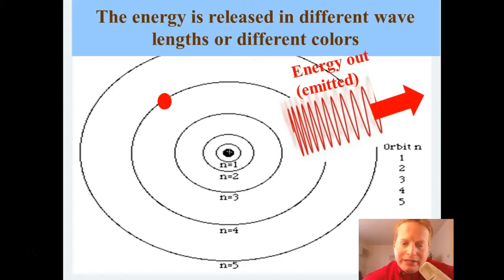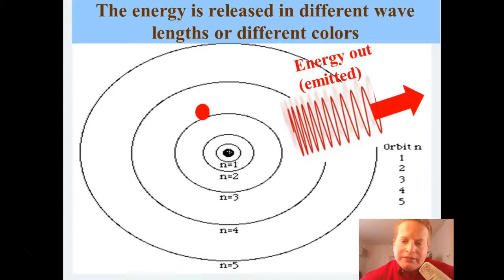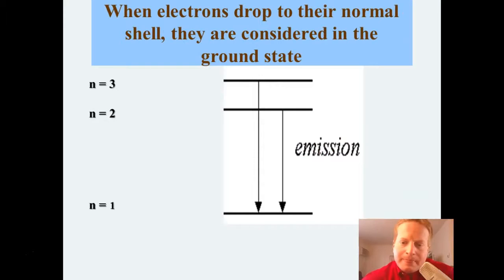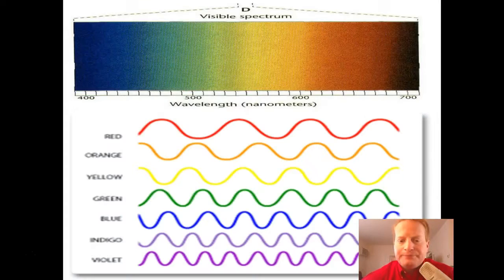So as that electron drops back down, that energy has to go somewhere. And in fact, it's released from the atom in different waves of different wavelengths. And as it continues to drop, we'll see it produce different wavelengths, which means different colors, because each color has a different wavelength, right? So this is what it looks like as it drops if it's emitted. When the electron drops and the energy is emitted, that's considered the ground state. So it's back down to its normal unexcited state.